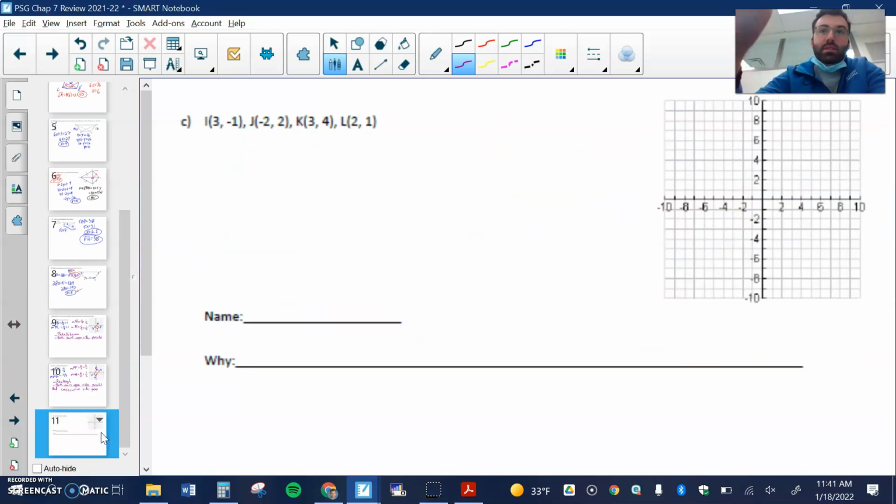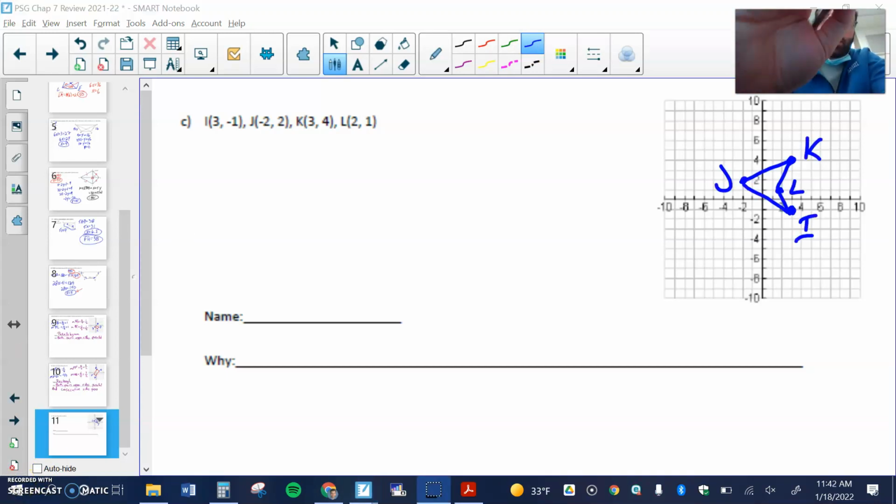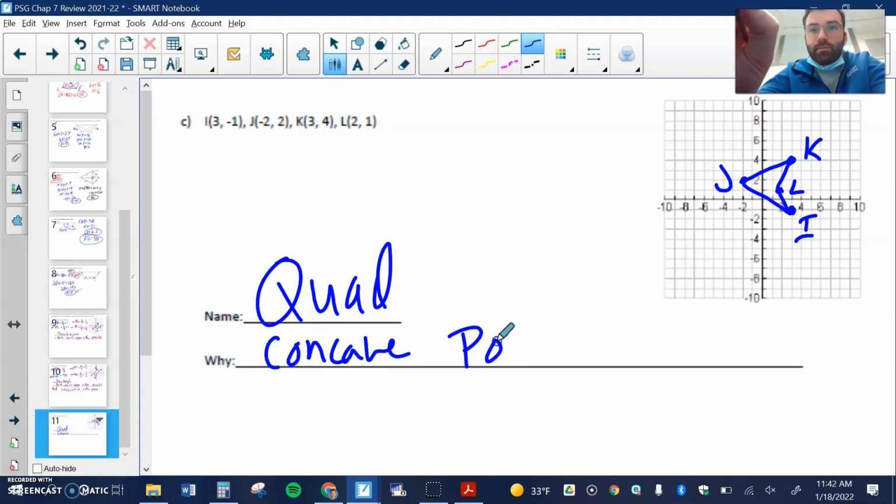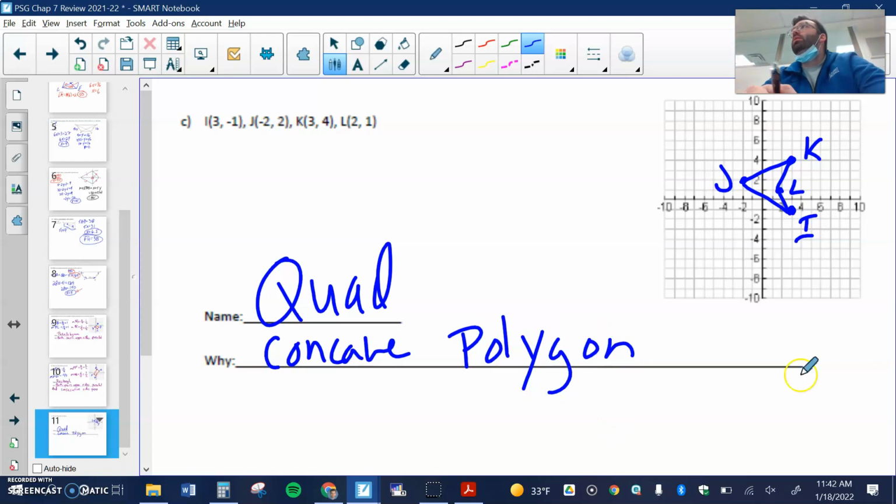All right, let's try this last one. Hopefully I don't mess this one up too much. I'm going to pause it and graph it. I knew there was one like this. So this is just going to be a quadrilateral because it's a concave polygon. All right, it's concave, meaning it caves in like this. Okay, you could also say something like no parallel sides, no congruent sides. That would be a good explanation for this too. Okay, if you found the slopes of all your sides.